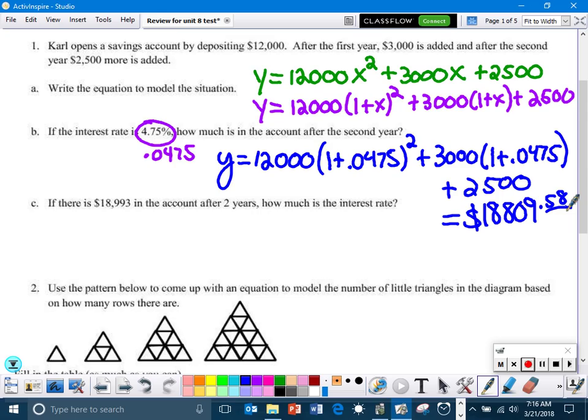Okay? Part C. If there is $18,993 in the account after 2 years, what is the interest rate? Okay, so I'm going to demonstrate both of these. What we need to do is this is going to go into the Y2, if you remember. I'm going to start with the first equation. I'm going to type that in and show that to you.